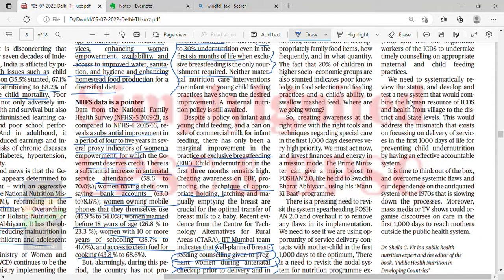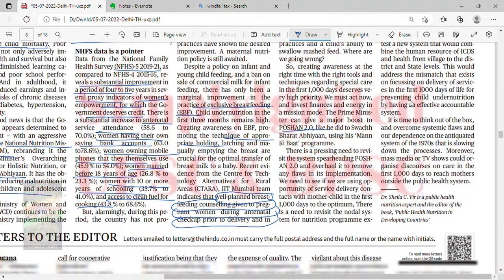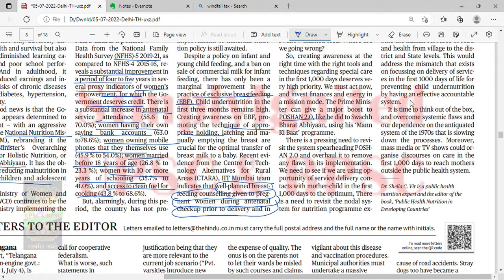Where are we going wrong? So creating awareness at the right time, with the right tool and right technique, regarding the special care of the first 1000 days deserves high priority. We must act now and invest finance and energy in mission mode. The Prime Minister can give a major boost to Poshan 2.0, like he did to Swachh Bharat Abhiyan using his Mann Ki Baat program. Yes, this is important. There is a pressing need to revisit the system spearheading Poshan 2.0 and overhaul it to remove any flaws in implementation.